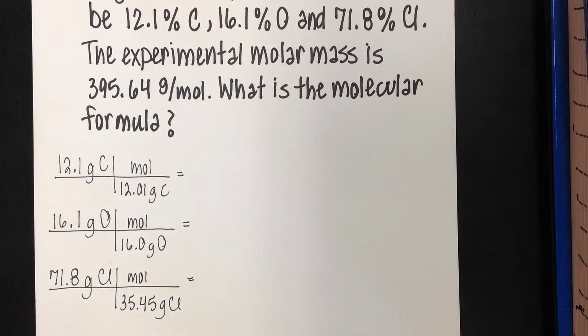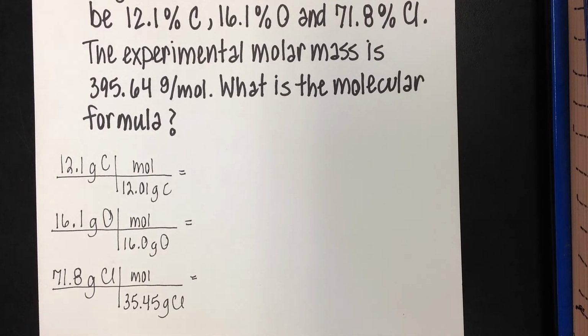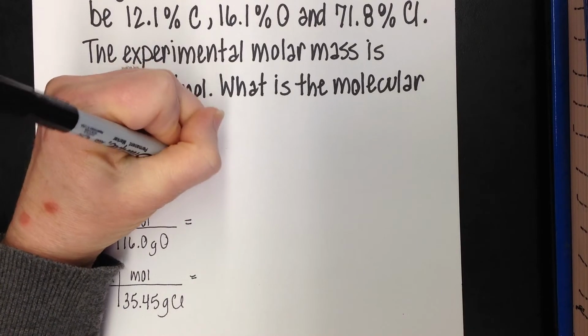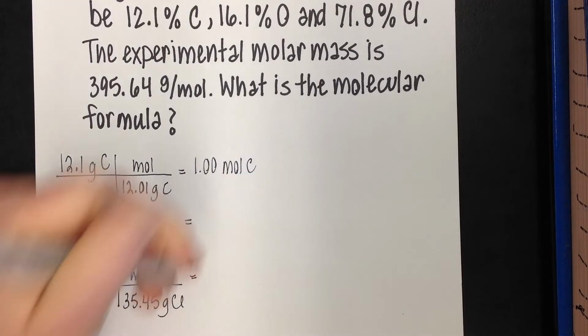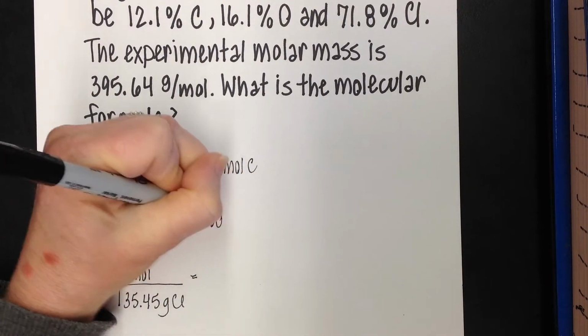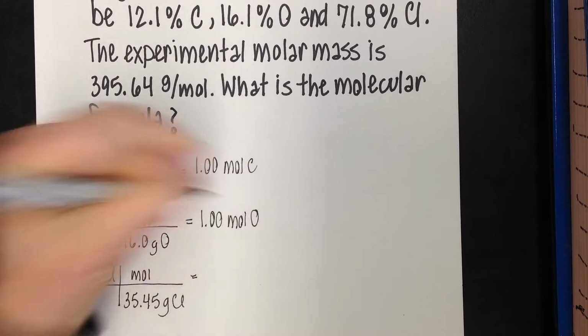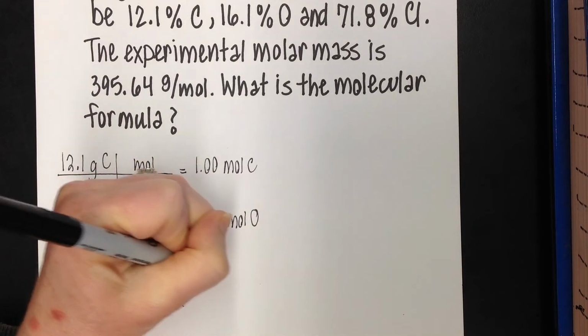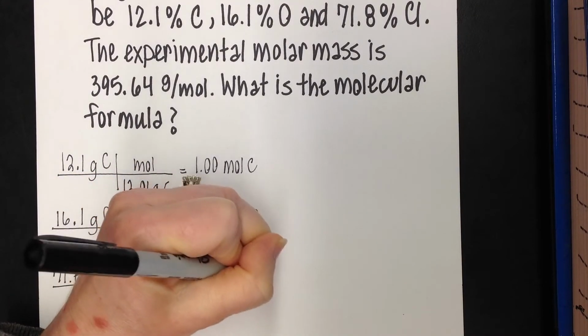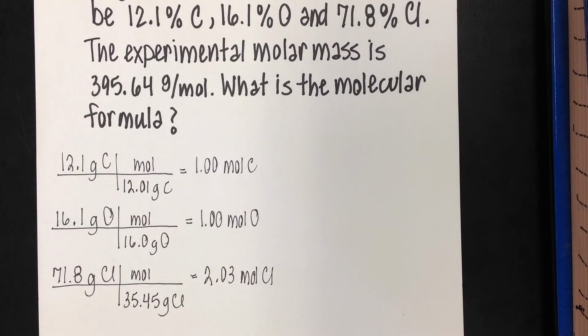12.1 divided by 12.01 is going to be about 1. I mean, we're just going to say 1.00. It's so close, for carbon. And 16 divided by 16 is pretty much going to be 1.00 moles of oxygen. And 71.8 divided by 35.45, that should be close to 2. Yeah, it's going to be about 2.03 moles of chlorine. Now, some of you at this point could probably just eyeball this problem and figure it out, but we're going to work it all the way through.